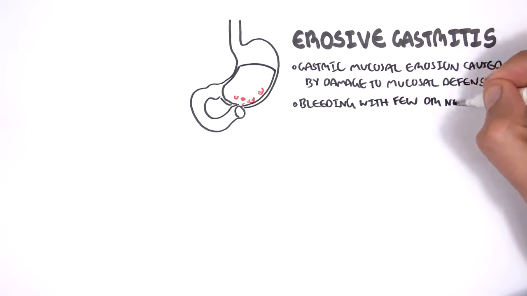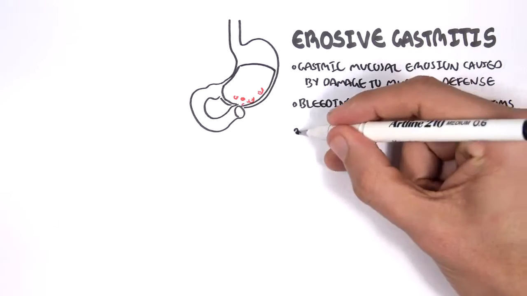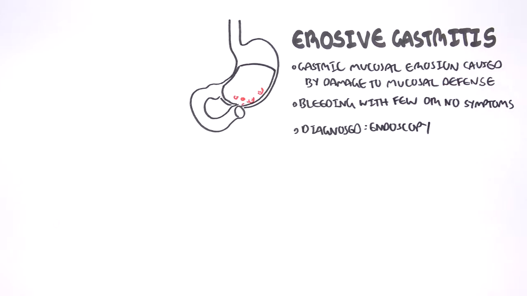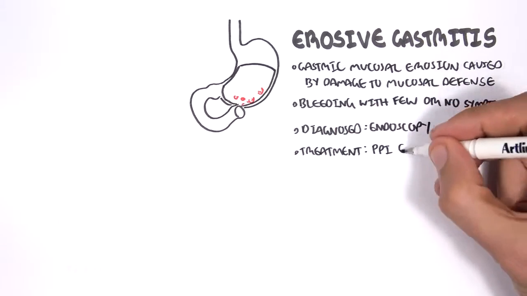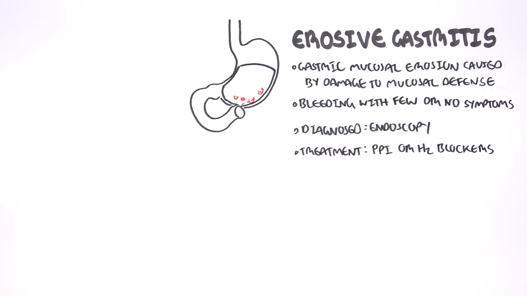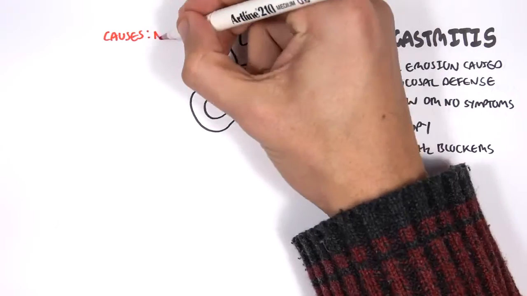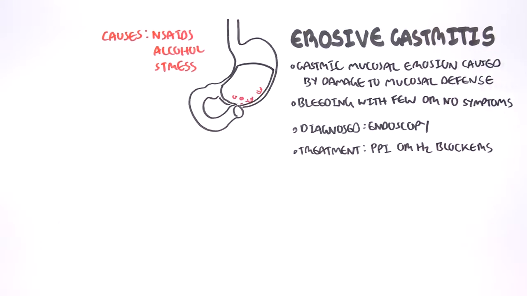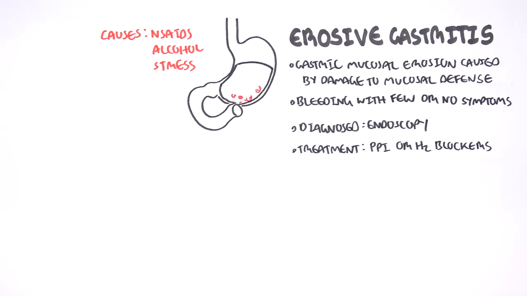We can have bleeding with few or no symptoms. We diagnose it using an endoscope. Treatment includes proton pump inhibitors or H2 blockers, which essentially work by stopping acid secretion. Causes of erosive gastritis include use of NSAIDs, alcohol, and stress.